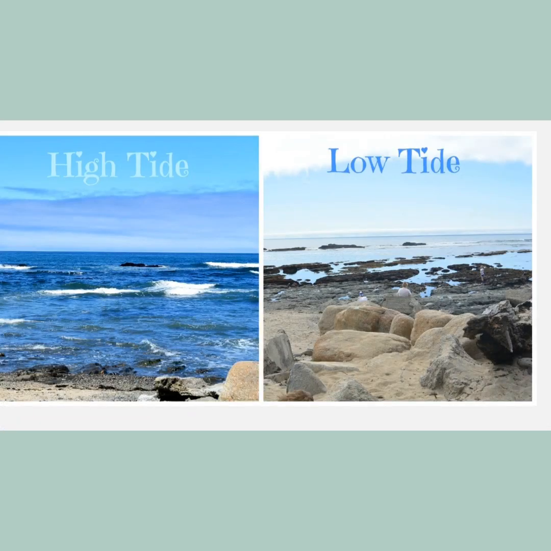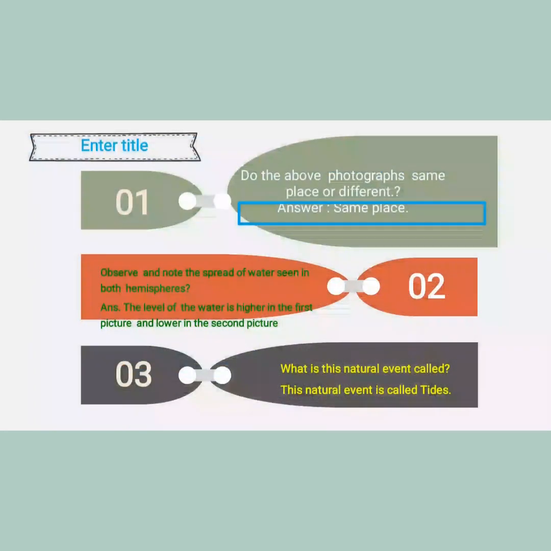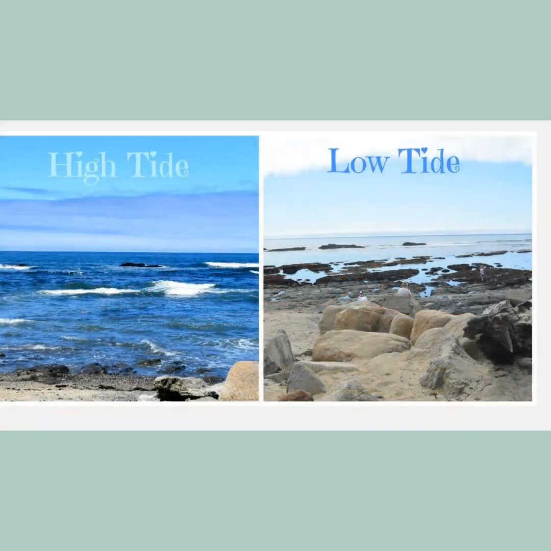Look at the two images. What are the differences that you can notice in these two images? High tide and low tide, but what else? Now, are the above two photographs of the same place or different? The answer is the same place, but at two different points of time. The image has been clicked at two different points of time.